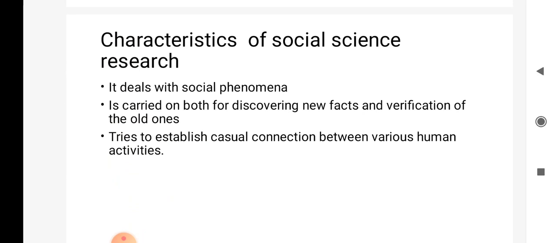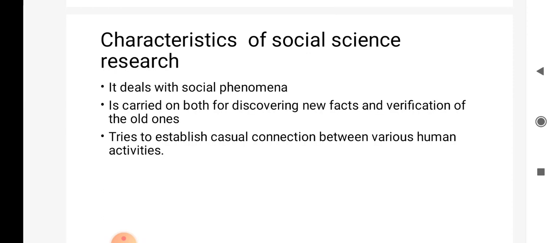The characteristics of social science research. So it deals with social phenomena. Social science research is concerned with social issues. So you can find out various issues in the society. Maybe if you want to consider in general, the issues may be with regard to child marriage, women harassment, drug addiction, and issues relating to divorces, natural calamities, and various issues.